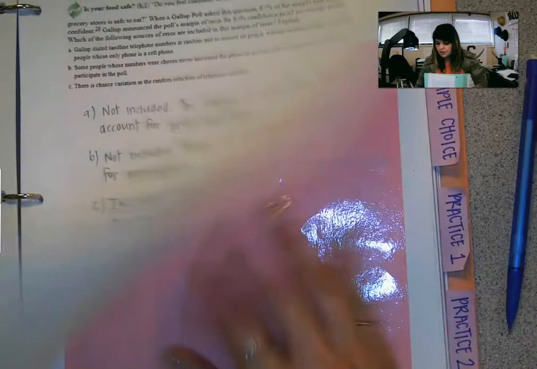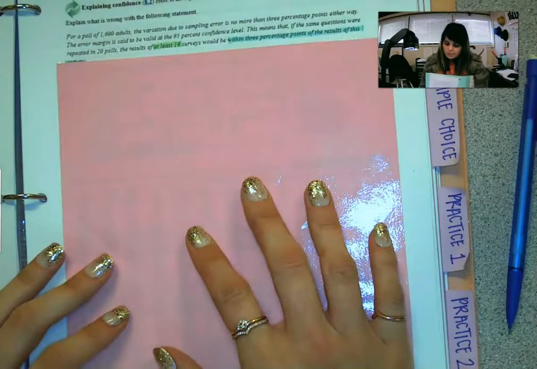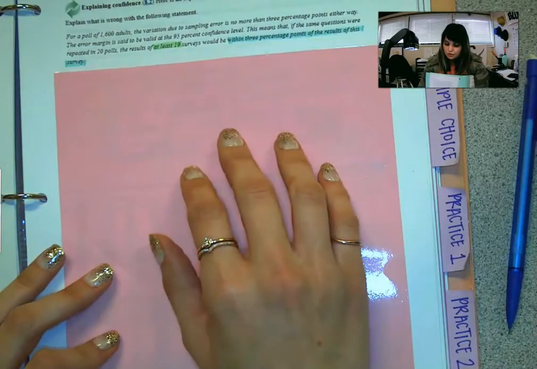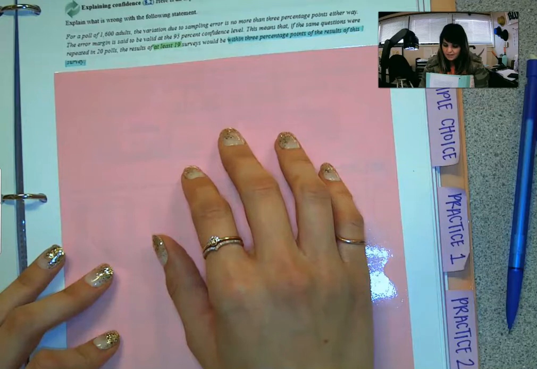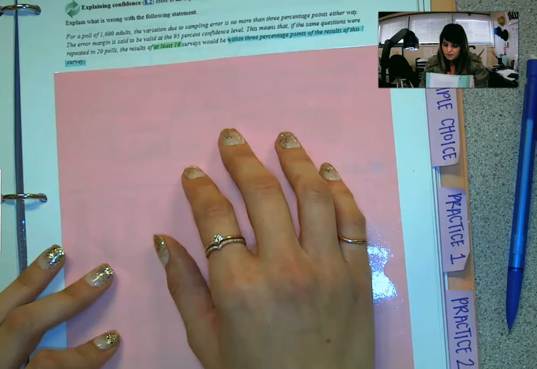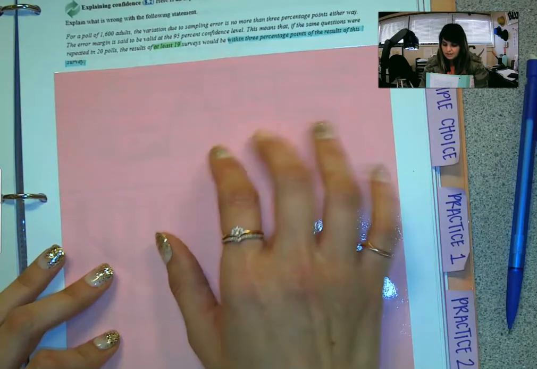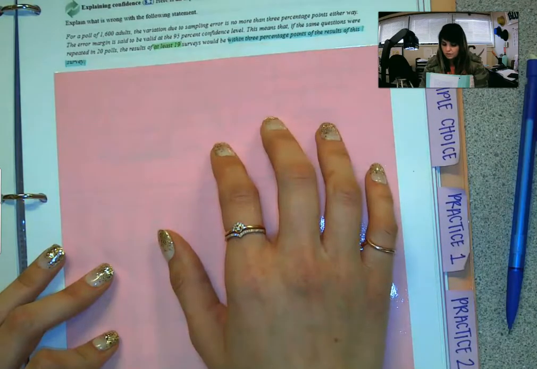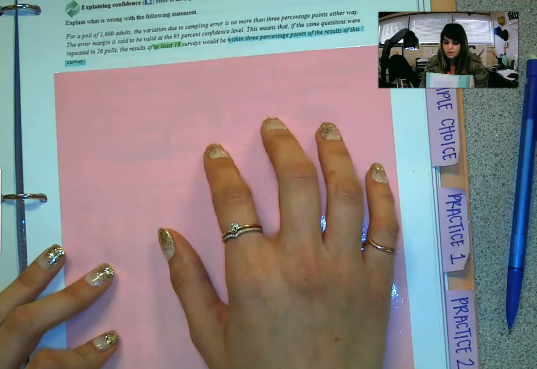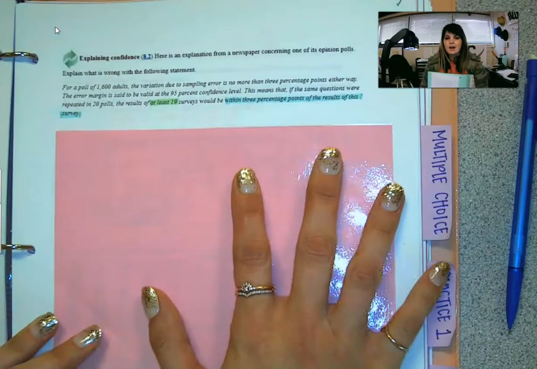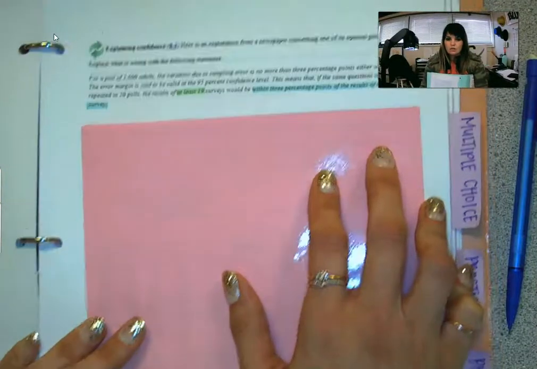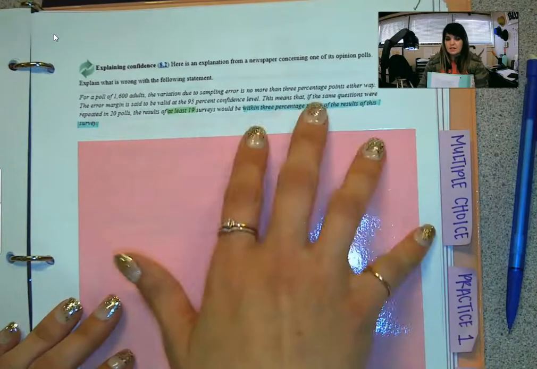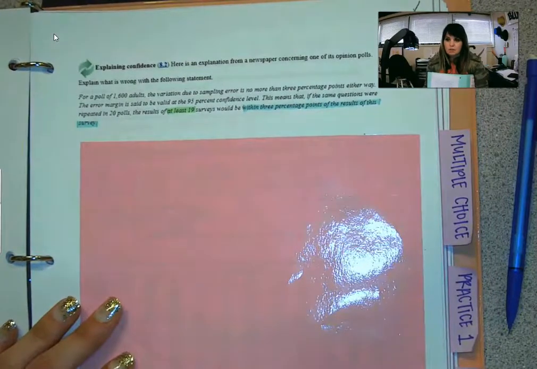Okay, page 22. Give or state the issue with the statement. So the margin of error is said to be valid at the 95% confidence level. This means that if the same questions were repeated in 20 polls, the results of at least 19 surveys would be within 3 percentage points of the results for this survey. So you can see that I have some things highlighted in this statement. Those are what is wrong. So given the hint that I have with the highlighting, see if you can figure out what the issue is.